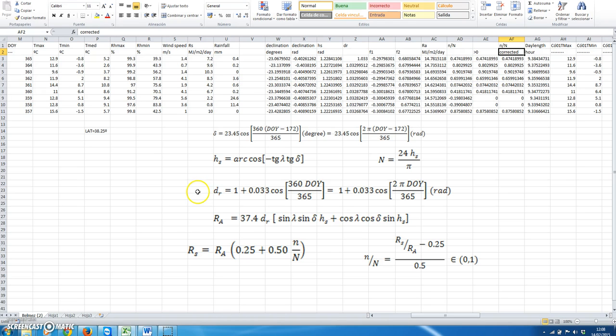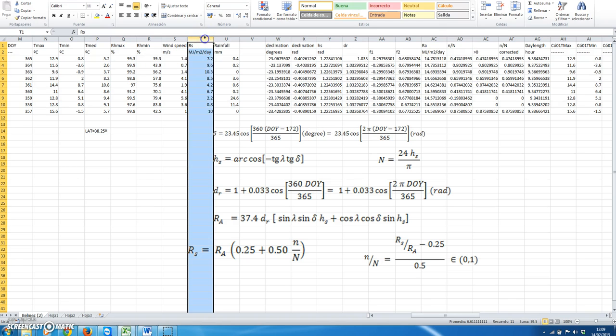In this tutorial, we're going to explain how to calculate extraterrestrial radiation and day length. Here we have data for the Belmes weather station, which is located at 38.25 degrees north. This is the latitude. We have a set of data, for instance, the day of year. This would be December 31st.